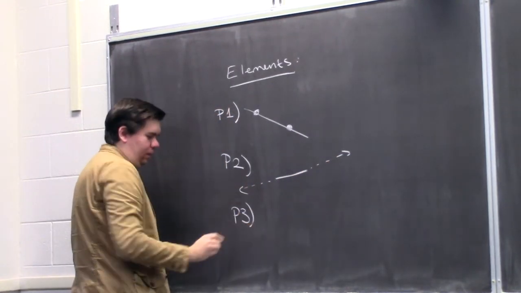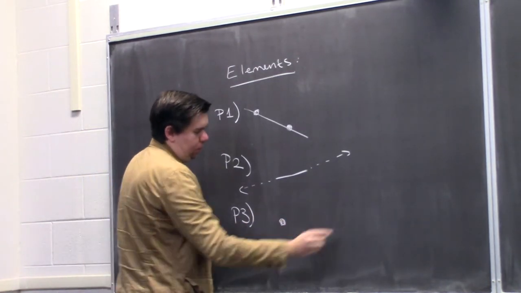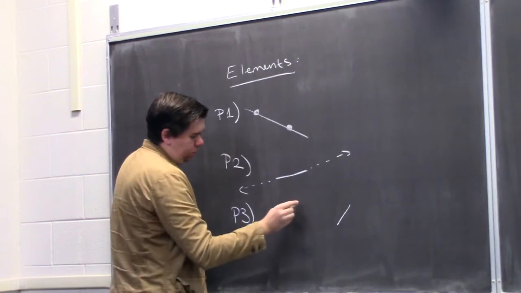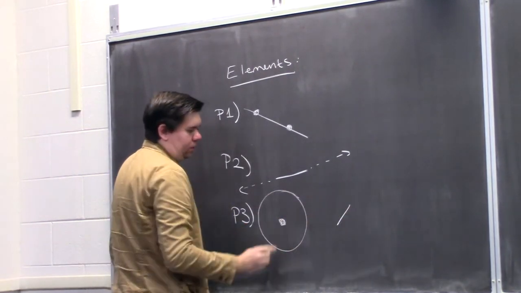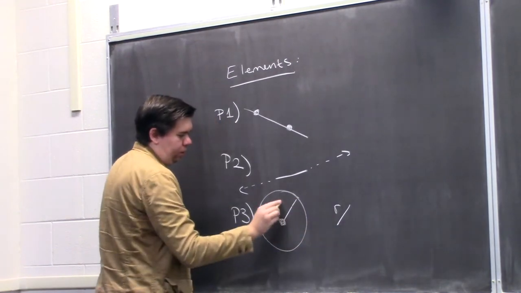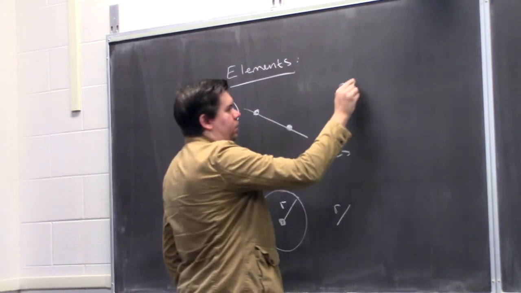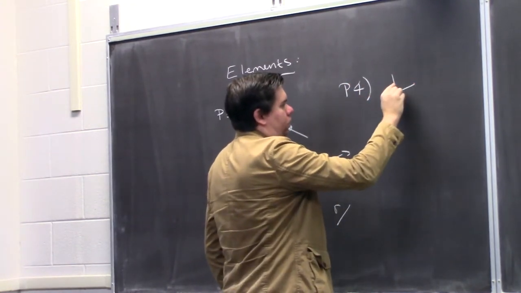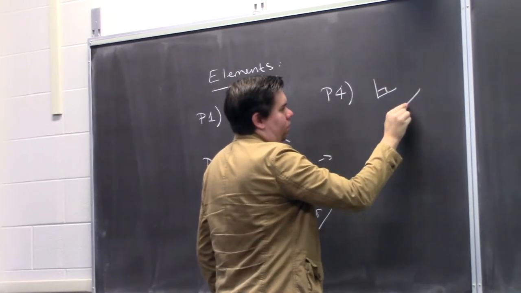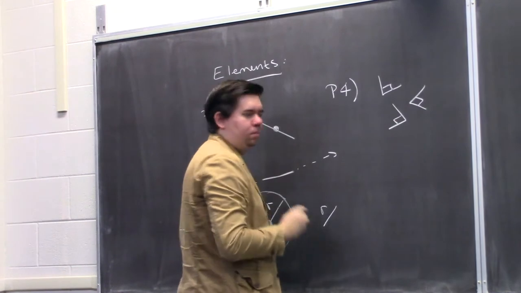Postulate three says that if you're given a point and some distance, you can create the circle centered at that point with radius the given distance. So if that's your R, you can form that circle. Postulate four says all right angles are congruent. So that right angle is the same as that right angle is the same as that right angle.